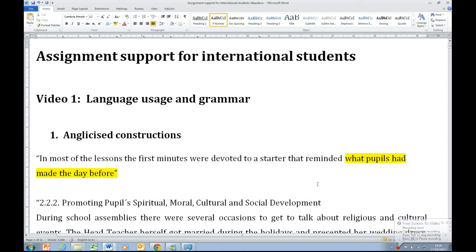My intention is to draw your attention to the main problems that international students may have when writing their assignments and to try and show you the common problems that assignments written by international students have, so that you can try and avoid them. Now, the first section is to do with language usage and grammar, which is potentially one of the most difficult aspects for international students to get right, understandably so.